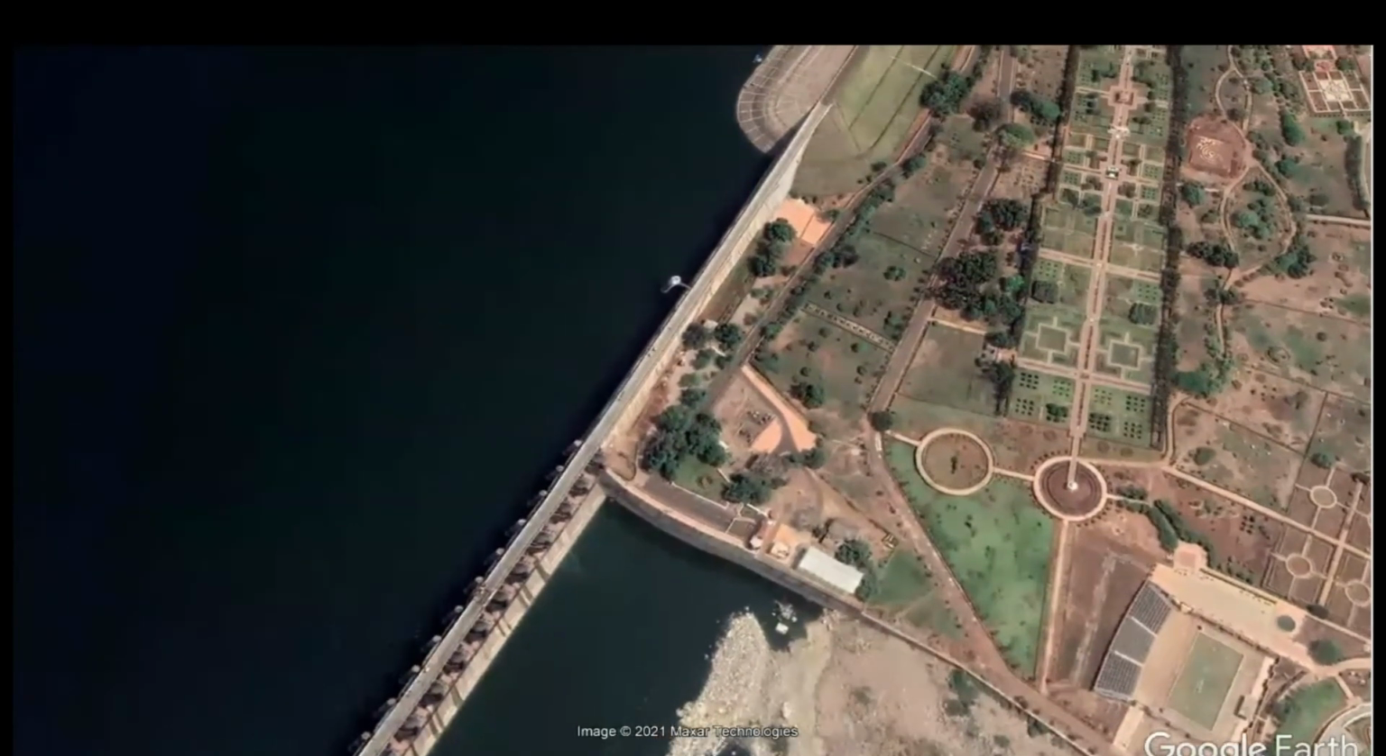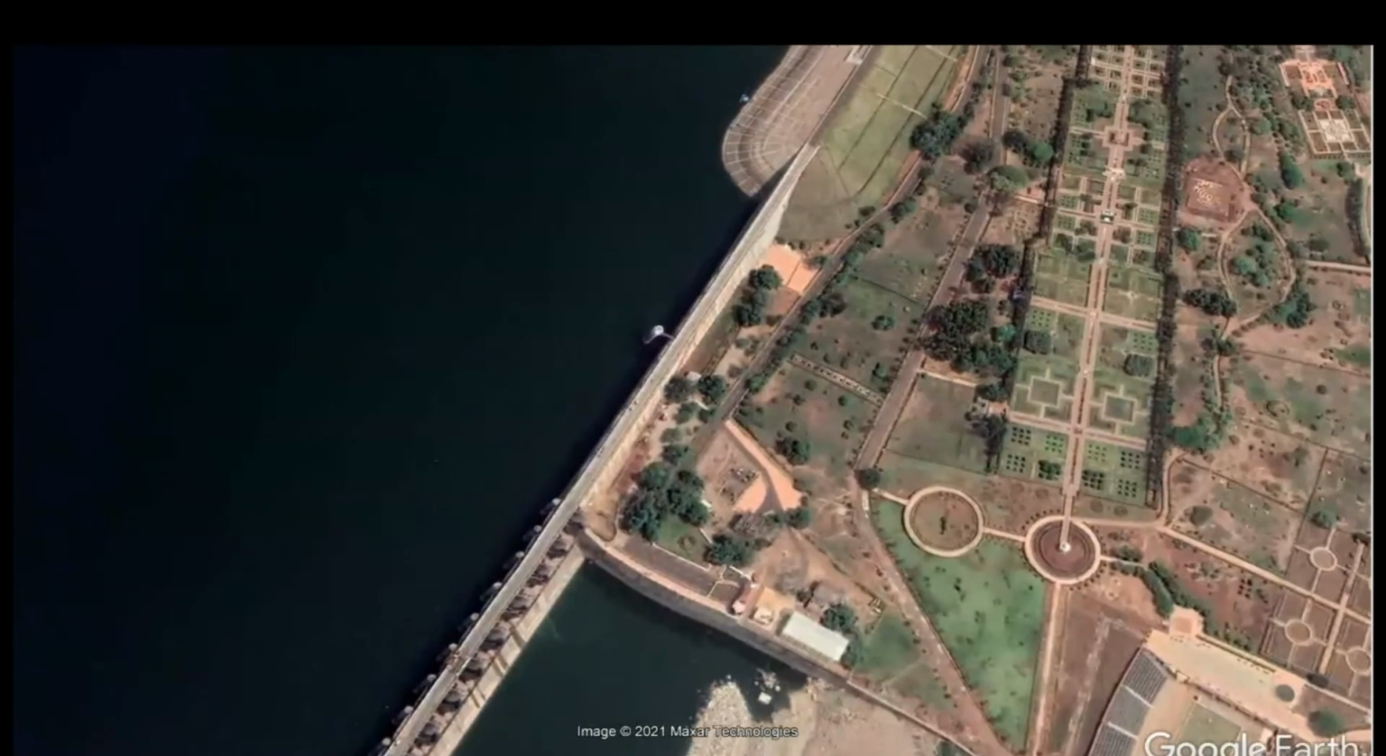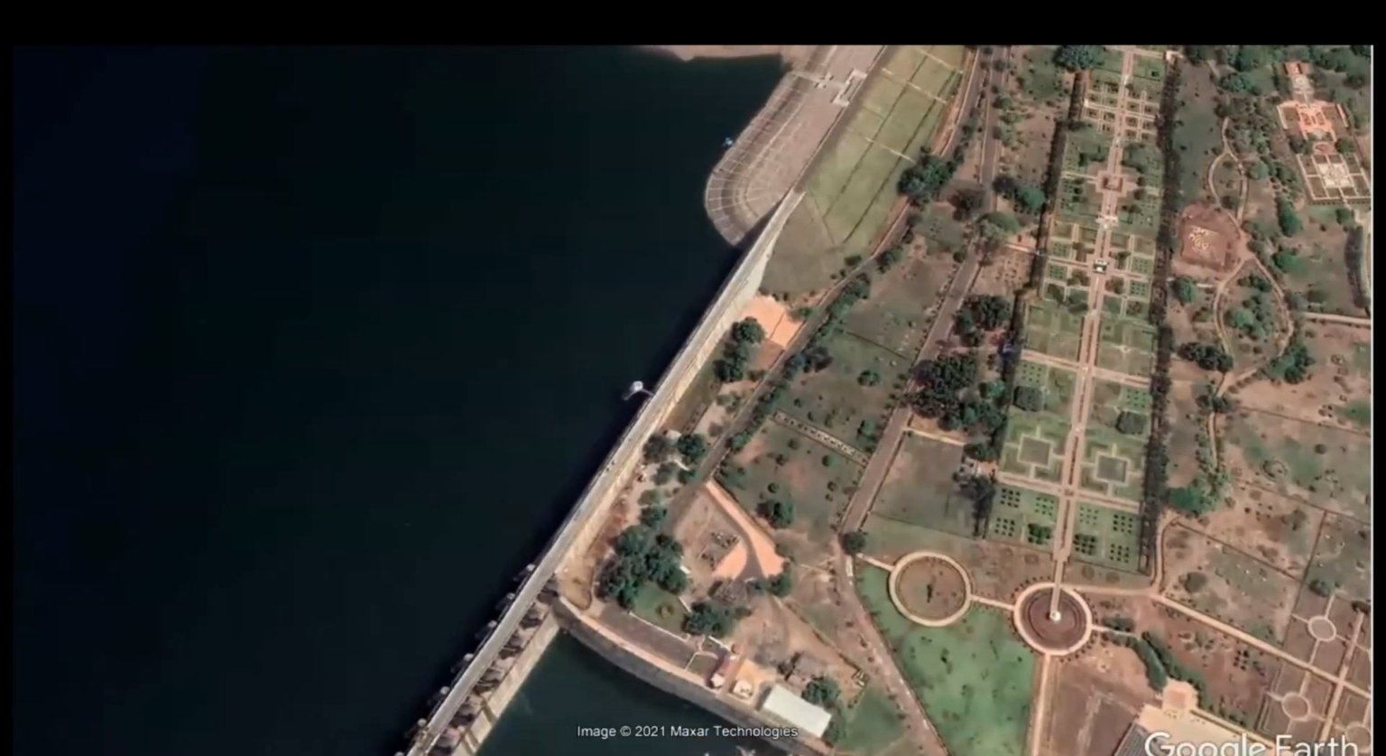This is the approach length that we have. So this portion we call the spillway portion. This we call the non-spillway portion.